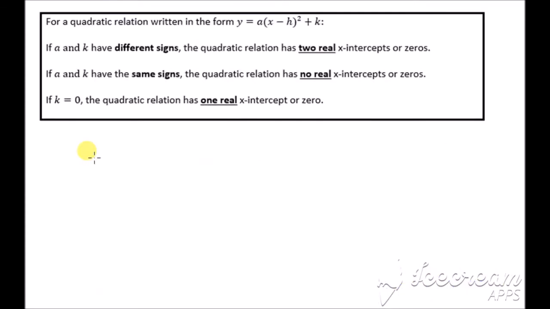So here's a little bit of a summary. For the quadratic relation written in this vertex form here, if A and K have different signs, the quadratic relation has two x-intercepts. If A and K have the same signs, it has no x-intercepts. And then if K equals 0, so this is when the vertex lies right on the x-axis, the quadratic relation will have one x-intercept.